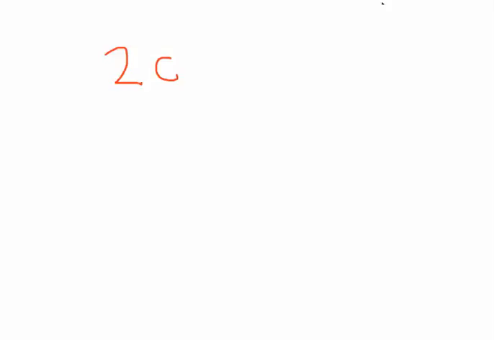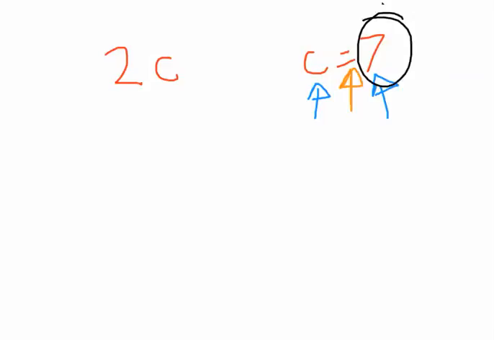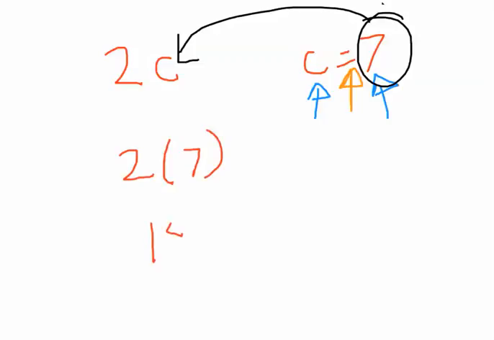So if I go back to that 2c, where c was the number of correct answers, and I tell you that c equals 7, well, now I have one expression here and one expression here, and I'm told that they are equal. So I can substitute 7 in for c. So what do I get? I get 2 times 7, which is 14. So substitution is replacing something with something that's equivalent.